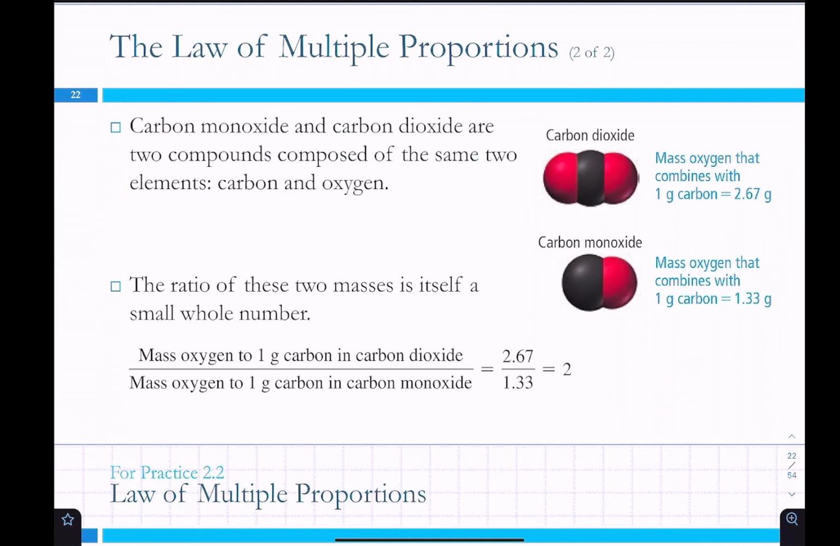Now, of course, that's an example on the next slide. So carbon monoxide and carbon dioxide are both compounds composed of the same two elements, carbon and oxygen. And their mass ratios are going to be different from each other, but consistent for all carbon dioxide, consistent for all carbon monoxide. So the law of definite proportions is talking about everything of a single compound, and the law of multiple proportions is for all of the compounds that are possible, really.